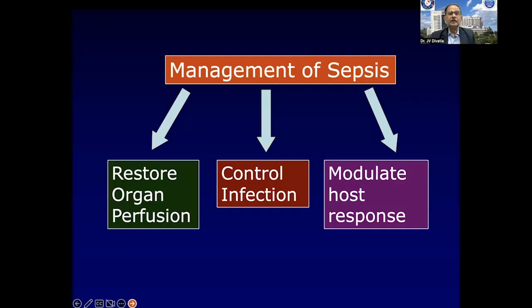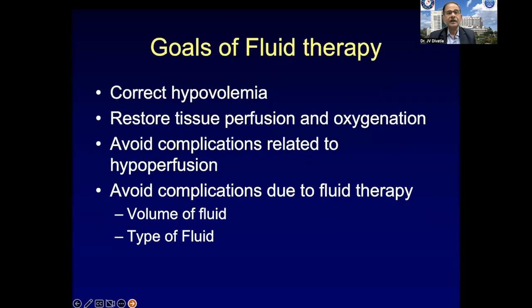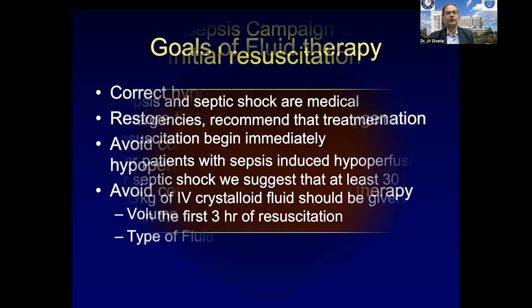Now, the three pillars of management of sepsis include restoration of organ perfusion, control of infection, and modulation of the host response. And fluid therapy is an important step in restoring organ perfusion. The goals of fluid therapy would be to correct hypovolemia, restore tissue perfusion and oxygenation, and thus avoid complications related to hypoperfusion. However, it is important that we avoid complications of fluid therapy, which may be due to the volume of fluid used or the type of fluid used.